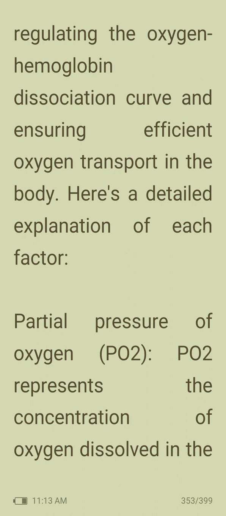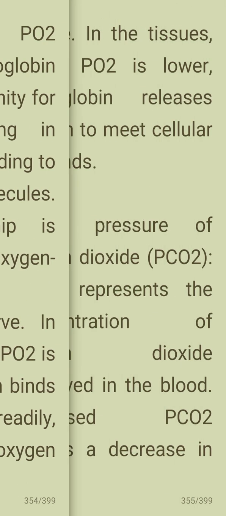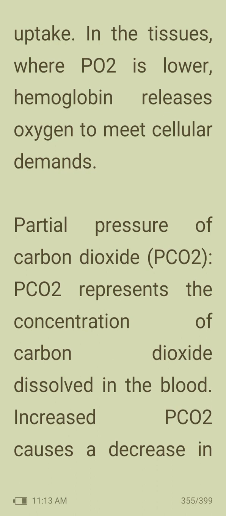So, partial pressure of oxygen, PO2. PO2 represents the concentration of oxygen dissolved in the blood. As the PO2 increases, hemoglobin has a higher affinity for oxygen, resulting in more oxygen binding to hemoglobin molecules. This relationship is depicted by the oxygen hemoglobin dissociation curve. In the lungs, where PO2 is high, hemoglobin binds to oxygen readily, facilitating oxygen uptake. In the tissues, where PO2 is lower, hemoglobin releases oxygen to meet cellular demands.